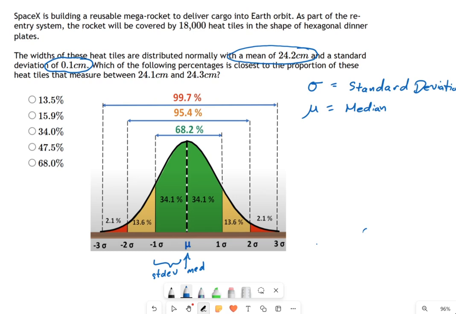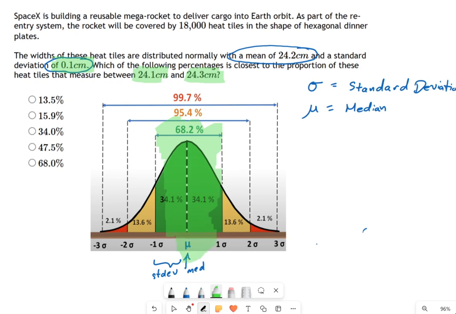So the question is, how many standard deviations are we talking about? If this is the size of one standard deviation, how far below the median is this, and how far above the median is 24.3? Well, you can see that's one standard deviation below and one standard deviation above, which means we're talking about this region right here.